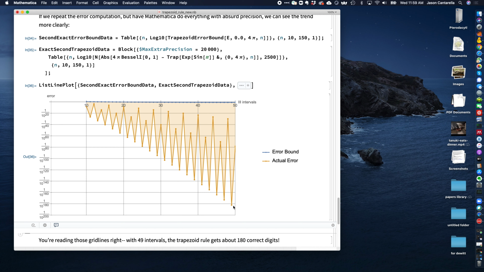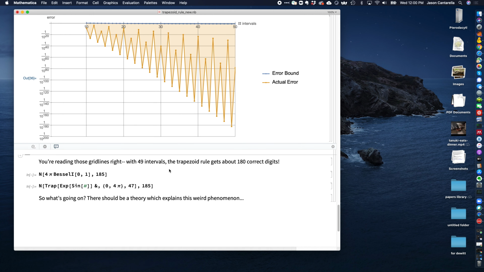So by the time you get down to 49 intervals, you get like 180 correct digits. But 48 intervals only gives you something like 30 correct digits. 50 intervals gives you like 80 correct digits. So there's obviously this weirdo kind of mod 3 thing going on with the number of intervals. And there's also just a really unexpectedly high accuracy.